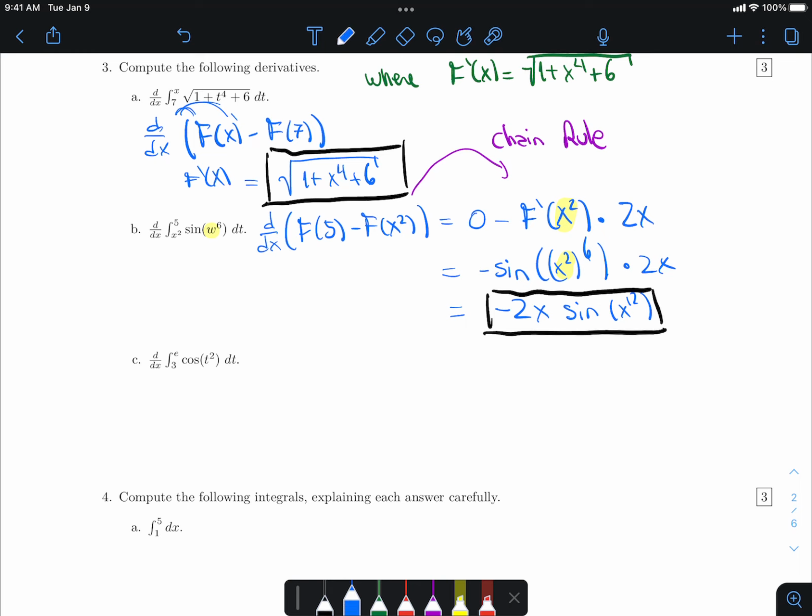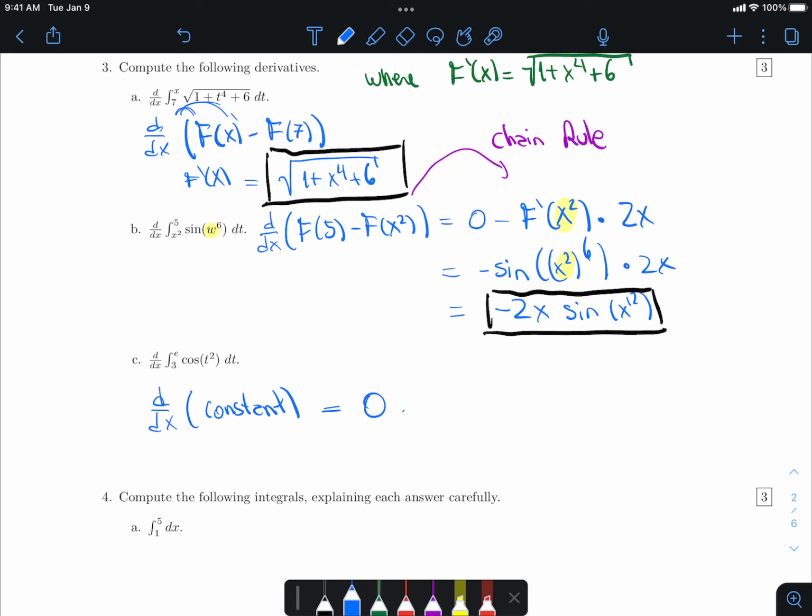On C, that is a little bit of a trick question. You would feel tempted to do the same, right? But if you note that this guy is a number, and this guy is also a number, this is just a fixed value. There's no x's in here. So this is the derivative of a constant function, which is 0. Okay?